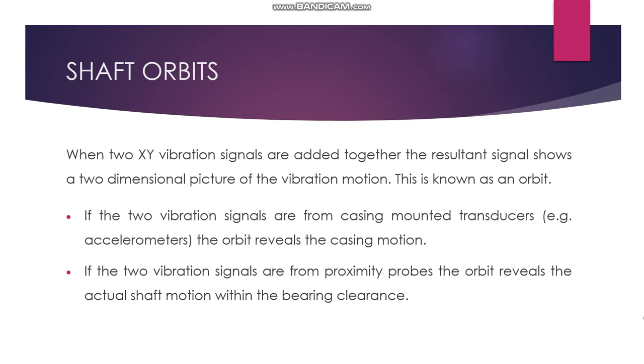When two XY vibration signals are added together, the resultant signal shows a two-dimensional picture of the vibration motion. This is known as an orbit. If the two vibration signals are from casing-mounted transducers, for example accelerometers, the orbit reveals the casing motion. If the two vibration signals are from proximity probes, the orbit reveals the actual shaft motion within the bearing clearance.